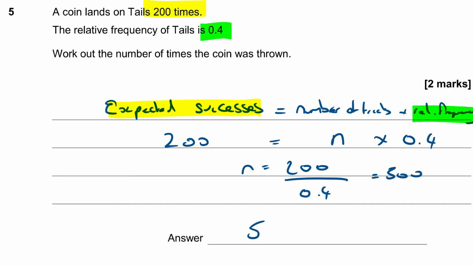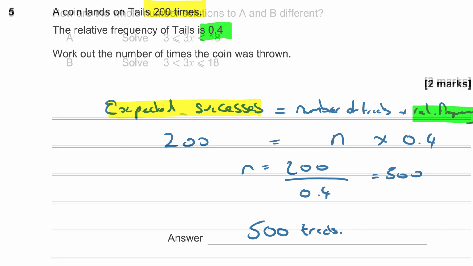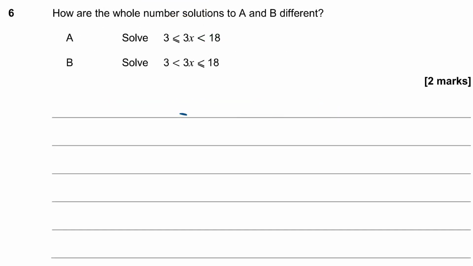So there are 500 trials altogether. Question 6. How are the whole number solutions of A and B different? We've got A, which is solve 3 is less than or equal to 3x, which is less than 18, and B, which has 3 is less than 3x, which is less than or equal to 18.